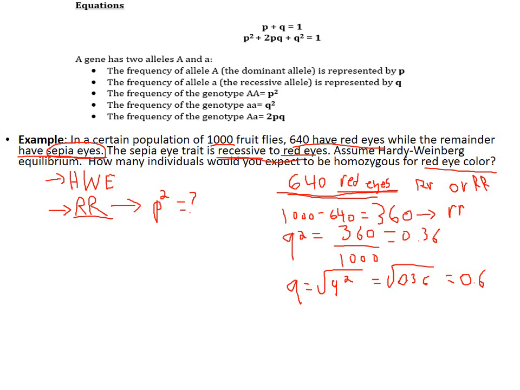Now remember, we want to find P squared. To find P squared, we need P. So remember that P plus Q is equal to 1. So to find P, all you need to do is 1 minus Q. And in this situation, P is going to be equal to 1 minus 0.6, and we get 0.4.